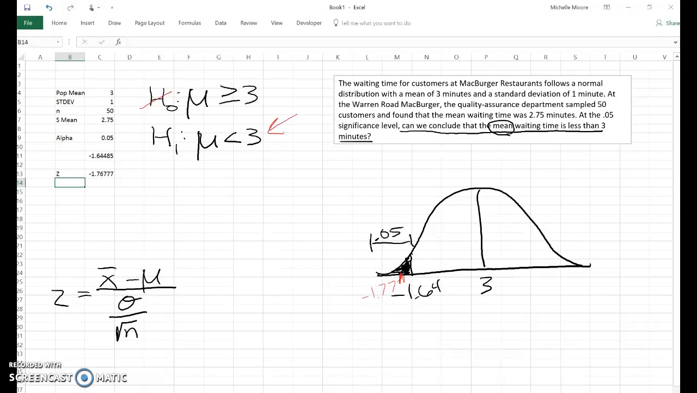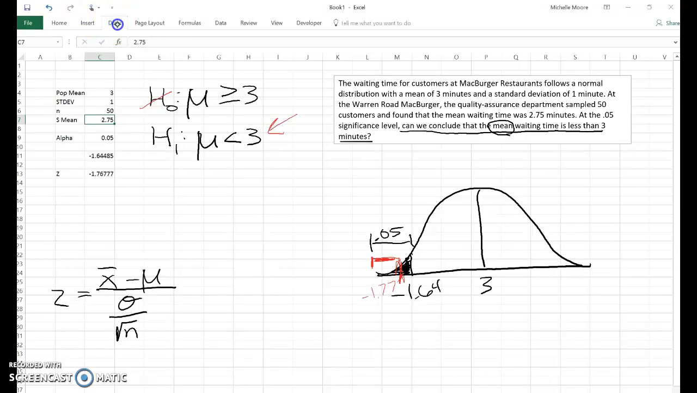So now what I want to talk to you about is the p-value. The p-value is the probability of getting a number, in this case because we're on the negative side, of less than that. So we got a mean of 2.75. What is the probability of taking a sample of size 50 and getting a number that's smaller than 2.75? So what we're actually asking for is this area right here. Okay, this is our p-value.